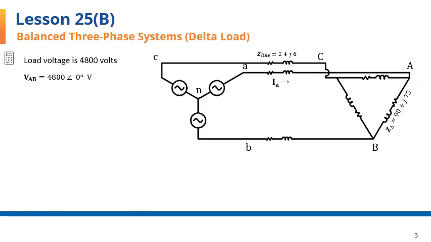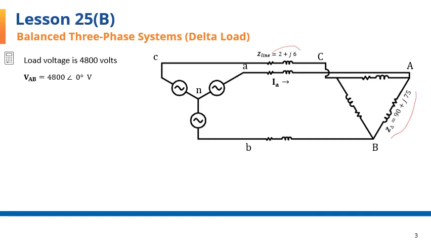Since there's not enough space on the slides for the statement of the problem and the lines of solution that will follow, I'll state the questions of this example verbally. We're looking at a balanced system with delta-connected per phase load impedances of 90 plus j75 ohms and per phase line impedances of 2 plus j6 ohms.